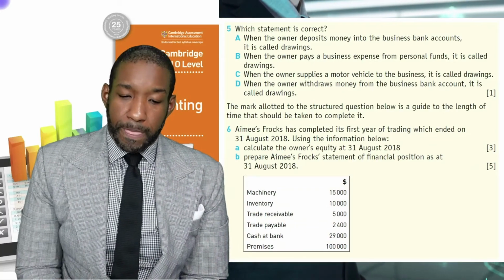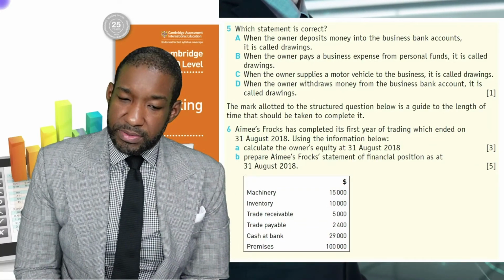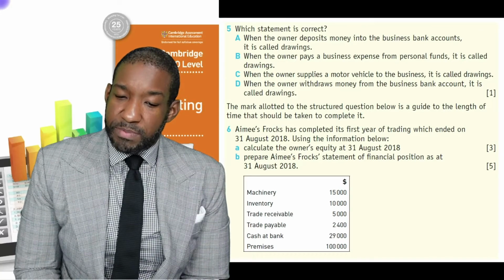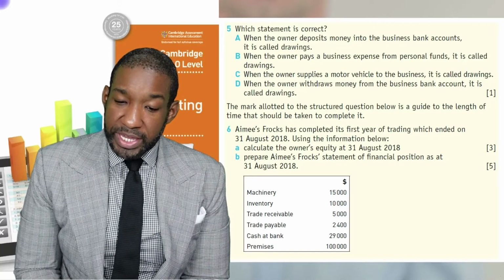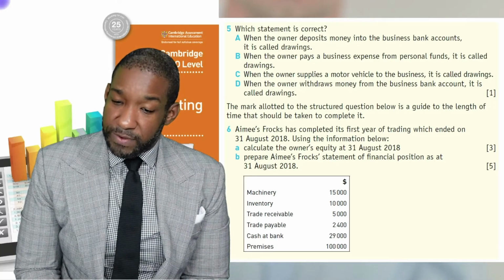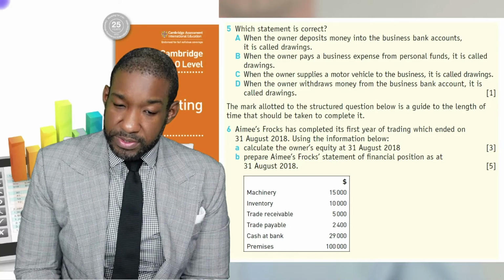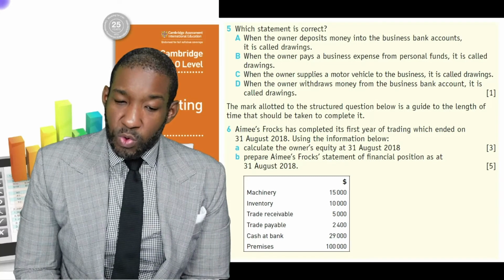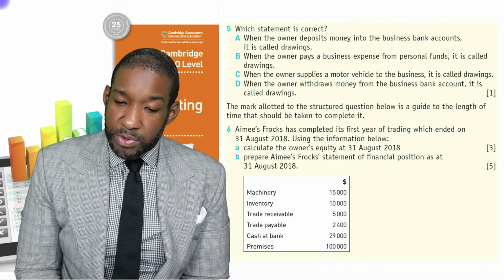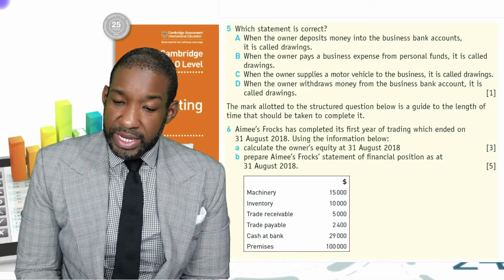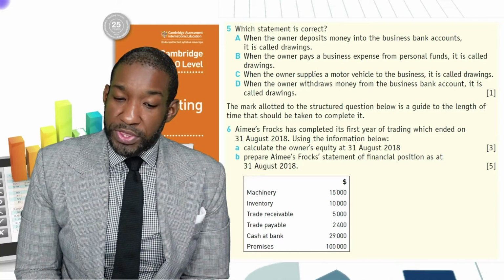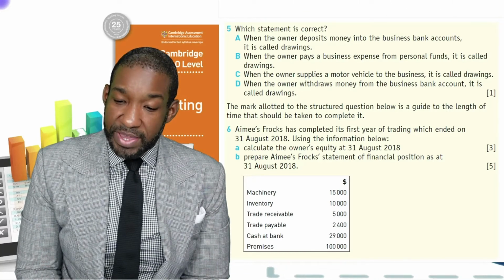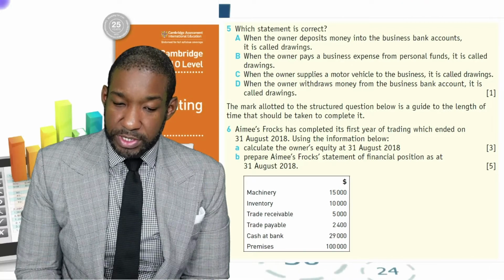Number 5, which statement is correct? A. When the owner deposits money into the business bank account, it is called drawings. B. When the owner pays a business expense from personal funds, it is called drawings. C. When the owner supplies a motor vehicle to the business, it is called drawings. D. When the owner withdraws money from the business bank account, it is called drawings.